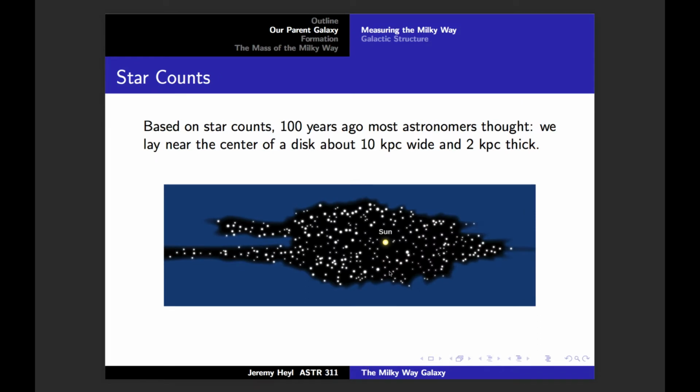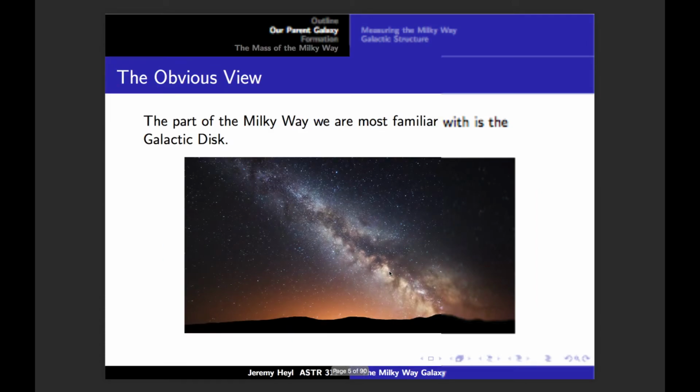So what people did, starting a bit more than 100 years ago, is they looked in the Milky Way, and we can look at this picture, and what they did is they counted the number of stars in different directions.